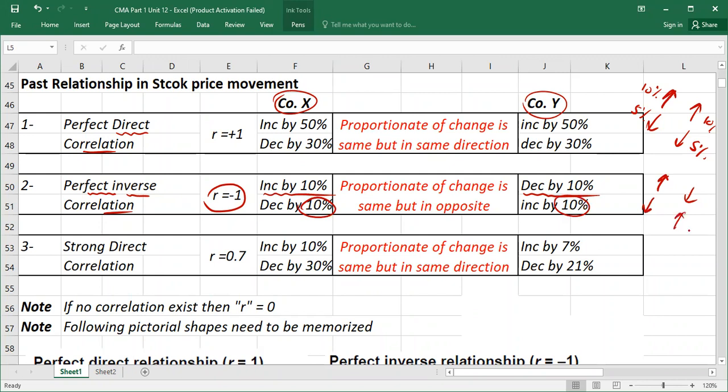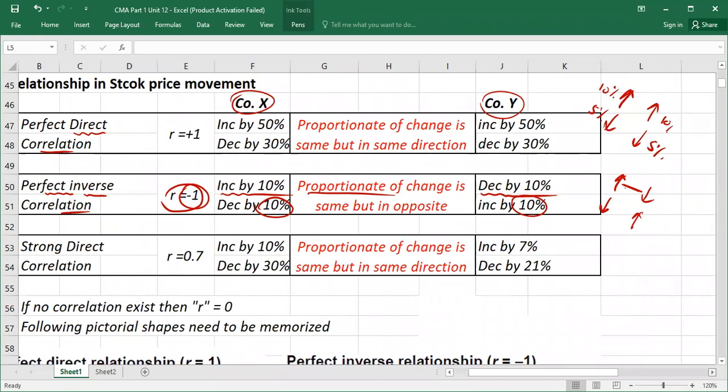So what does -1 mean? -1 means both variables are moving in the opposite direction, but they are moving in the opposite direction with the same proportion. This is what is called R equal to -1. Understood? Now, guys, the R value could be any value between +1 and -1. Now, let me explain here.